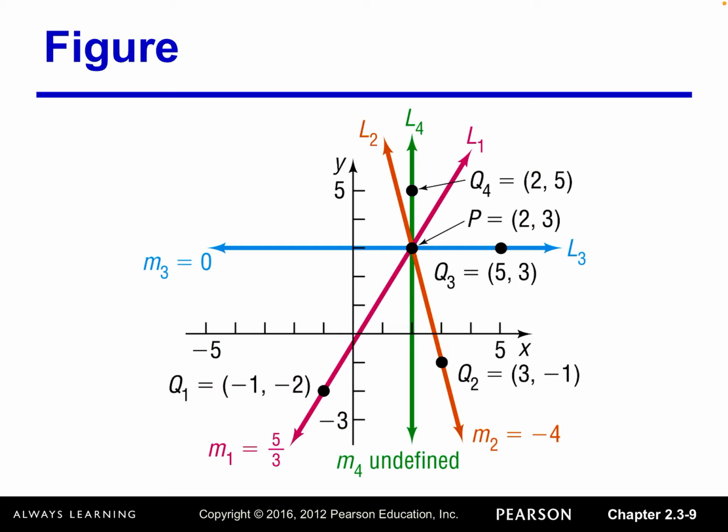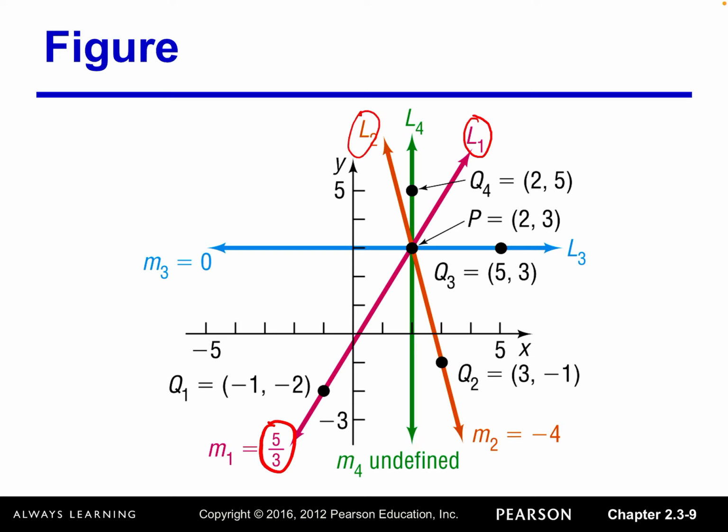So, does the value of the slope make any difference? The answer is yes. The value of the slope does represent different types of line. Let's look at this graph. This is one of the lines. The pink line, if we calculate its slope, equals 5 over 3, which is a positive number.